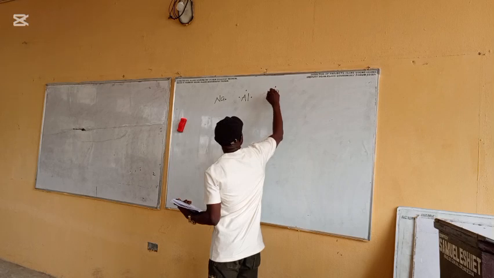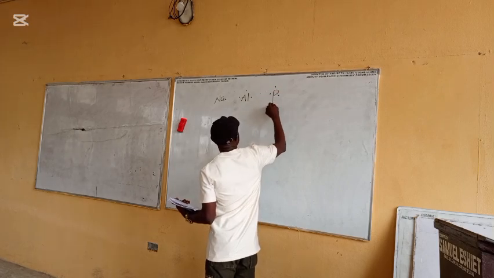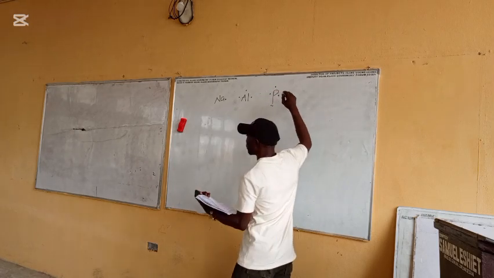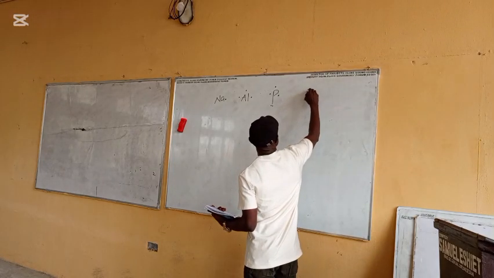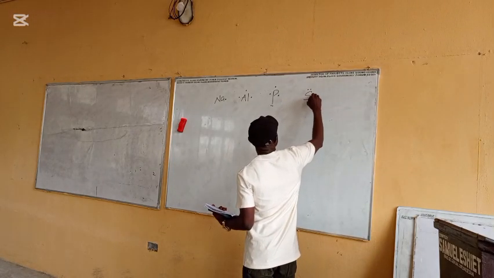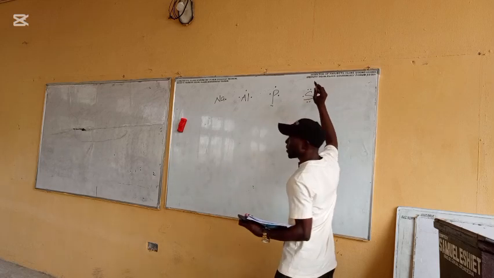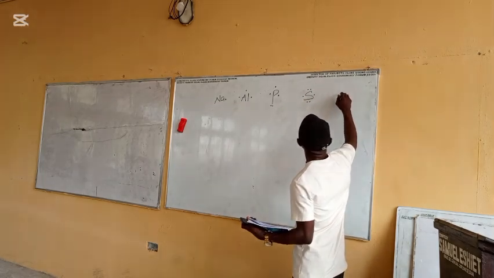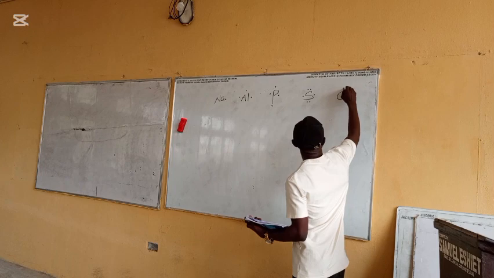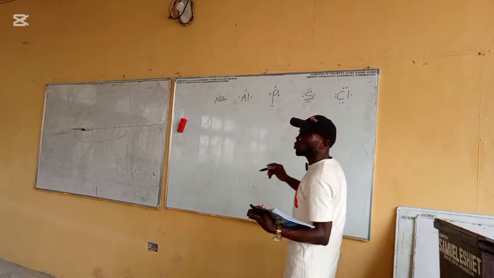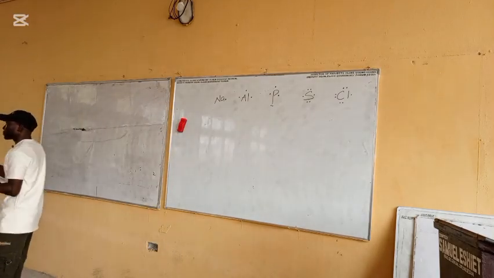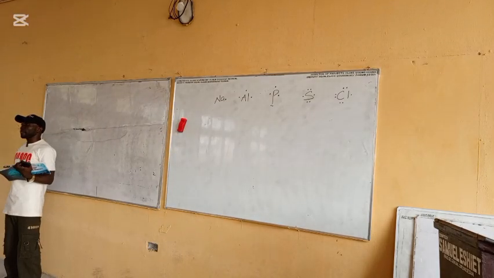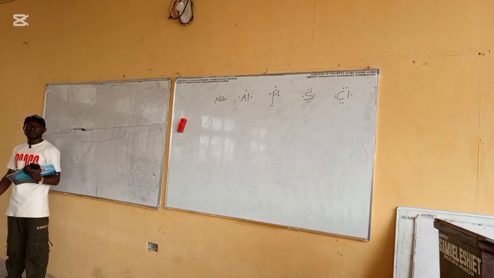You have 1, 2, 3, 4, and 5. All right, so that's phosphorus. The next one I have there is sulfur, which is in group 6. I have 1, 2, 3, 4, 5, and 6. All right. Now, the next one I have there is chlorine in group 7. I have 1, 2, 3, 4, 5, 6, and 7. I'm done with number 1.